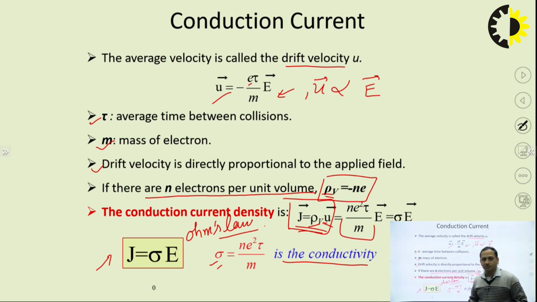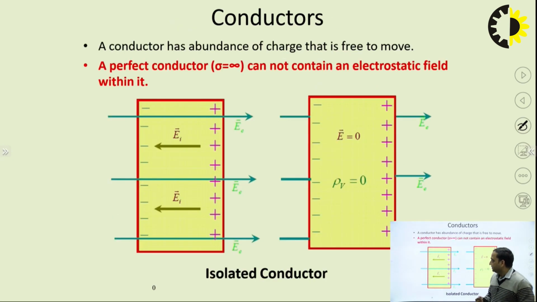Clear? So this is Ohm's law, which we will use when we go for the continuity equation in the material. Next, let's look at some properties of the conductor. A conductor is nothing but a material which has a large number of electrons that are free to move within the material. So this is the basic property of the conductor.